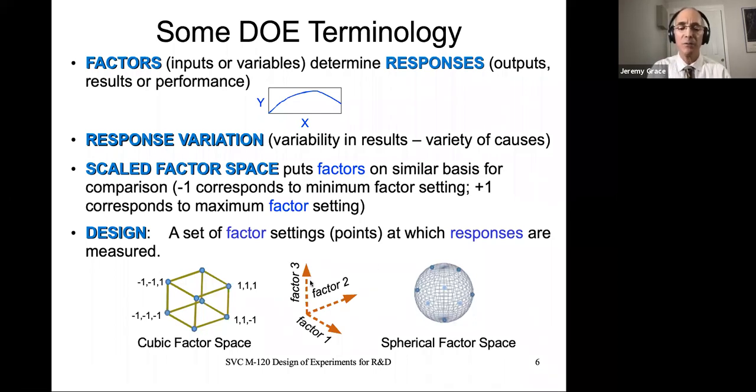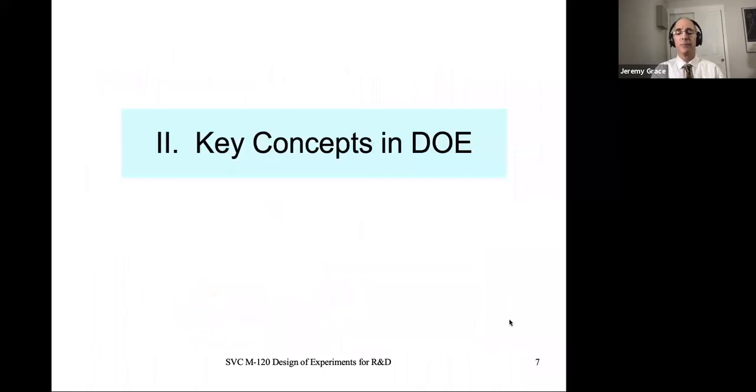So imagine a 3-factor space with orthogonal axes, factor 1, factor 2, factor 3. And on the left, I show a cubic factor space. And some of the corners of that cube are highlighted with coordinates here. But these are factor settings in the cubic factor space. Sometimes you might work in a spherical factor space, and the points will lie on the surface of a sphere. And those points also define factor settings.